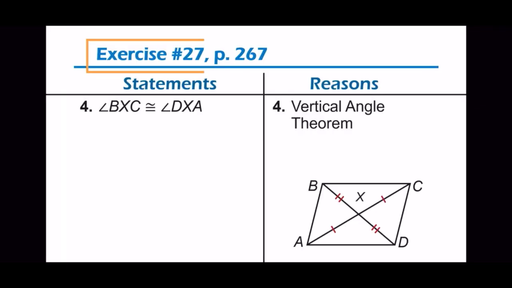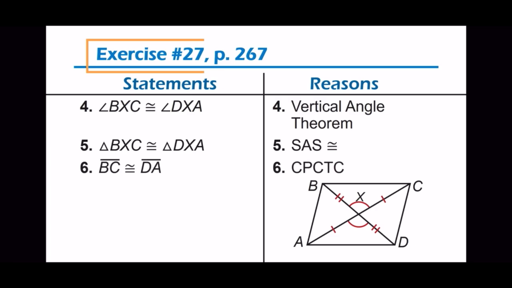But remember, a quadrilateral is a parallelogram if it has one pair of opposite sides that are both congruent and parallel. So for the fourth statement, we're only going to need one pair of vertical angles to be congruent, and those are angles BXC and DXA. For the next statement, we will have one pair of congruent triangles, BXC and DXA, by the side angle side congruence postulate. For my next statement, I will point out that the third sides of both these triangles, BC and DA, are congruent by CPCTC.